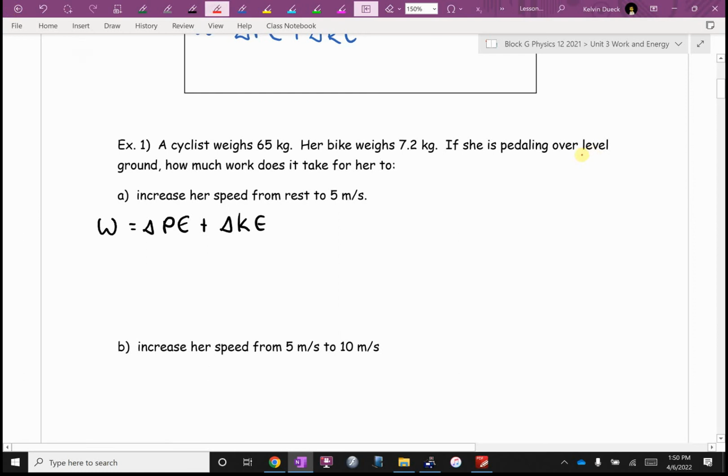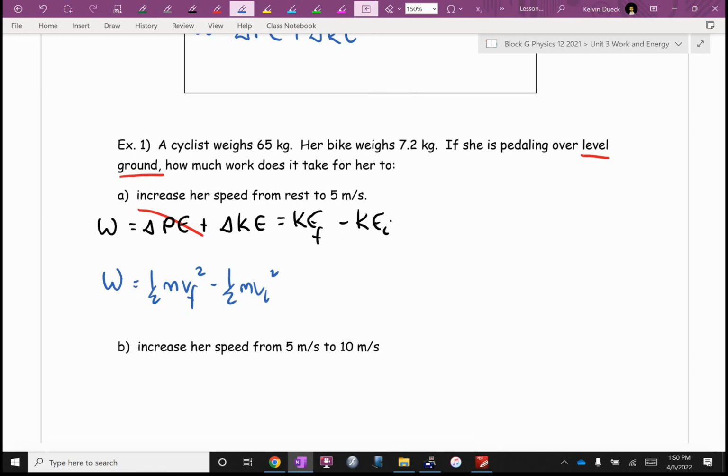Well, level ground, is there a hill in this question? Is there going to be a change in gravitational potential energy? We can say that that's 0. What's change in anything? So what's the change in kinetic? I guess that's going to be kinetic final minus kinetic initial. The amount of work she does is going to be a half m v final squared minus a half m v initial squared.